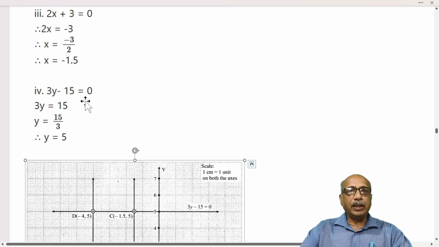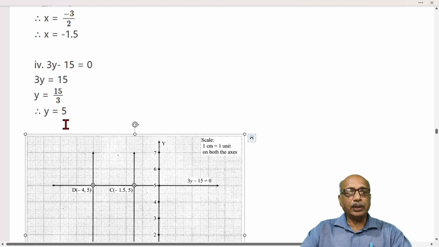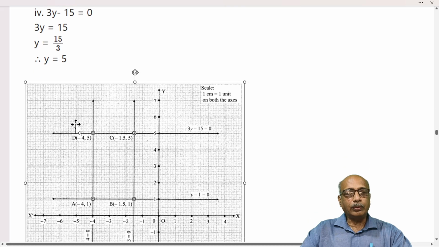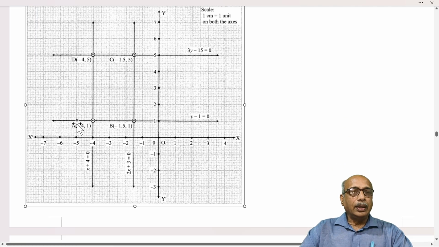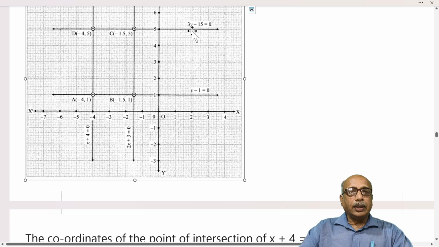3y minus 15 equals 0, 3y equals 15, y equals 15 by 3, therefore y equals 5. Now, 3y minus 15 equals 0, it will pass through this line, y equals 5. y minus 1 equals 0, so y equals 1, it will pass through this line.